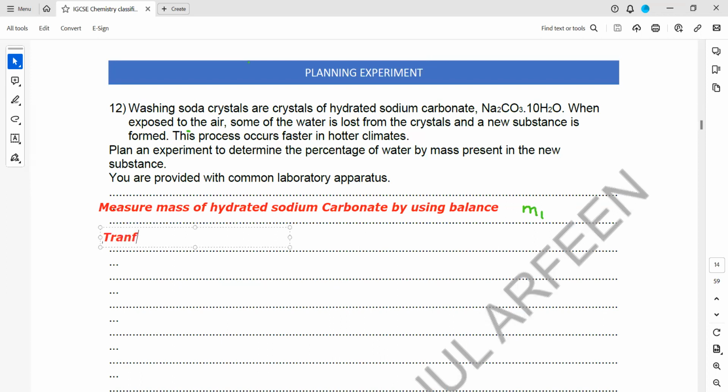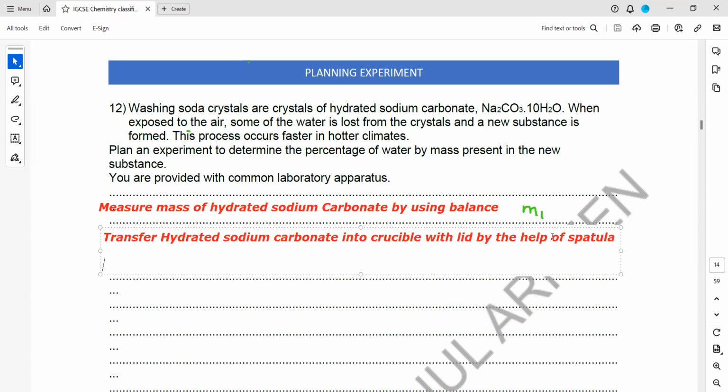Then we will transfer hydrated sodium carbonate into a crucible with a lid. How should I transfer a solid? With a spatula. That is the second point: transfer the hydrated sodium carbonate with the help of a spatula.